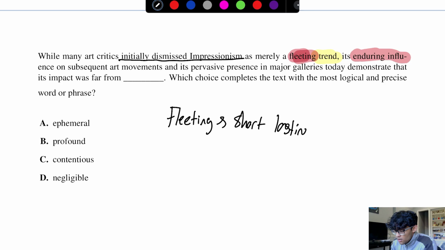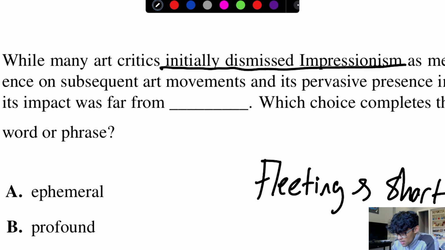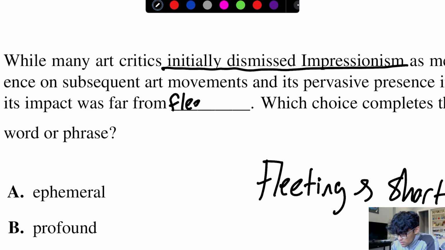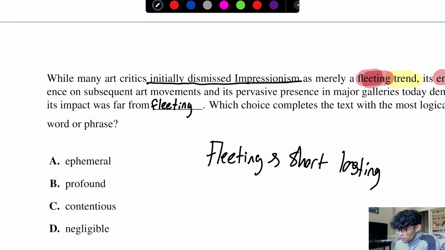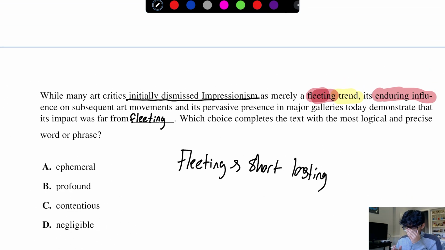So that there was still a trend, but it was only very short lasting. But so that's what the first sentence says. The second sentence says that its enduring influence on subsequent art movements demonstrates that its impact was far from blank. So actually, I think fleeting is a good word to put inside of the blank, right? Because we know what fleeting means. We know that the first sentence says that they thought it was fleeting, but since it has an enduring influence, it's actually not fleeting, if that logic chain makes sense.